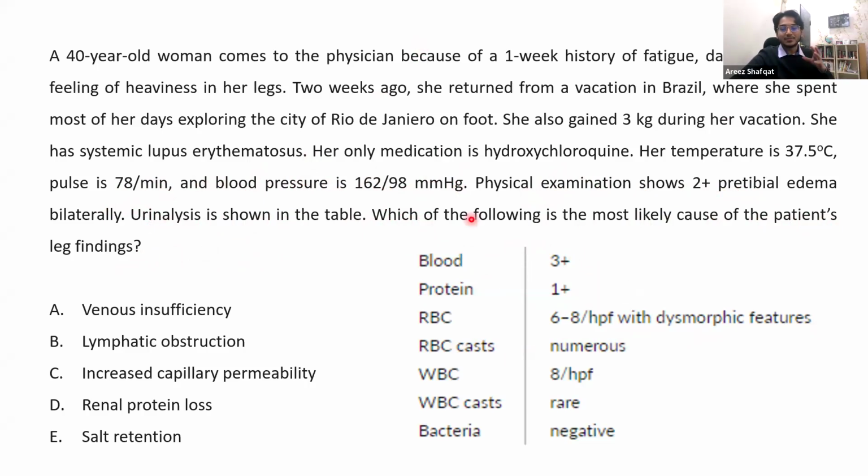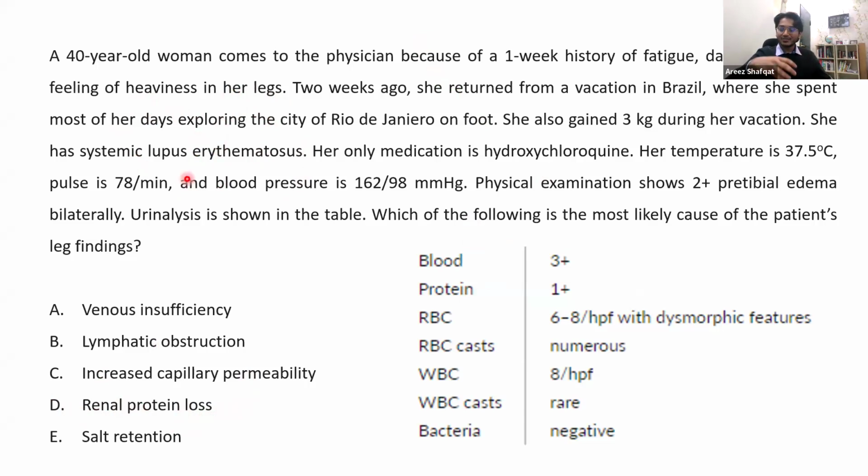D. No. So nephritic syndrome and nephrotic syndrome, they both cause edema. They both cause bilateral lower limb edema, periorbital edema, and ascites. The mechanism is completely different. In nephrotic syndrome, you have loss of albumin in urine. This decreases plasma oncotic pressure, which gives rise to edema. So renal protein loss, or D, would be right if this case was a case of nephrotic syndrome, all right? But this is a case of nephritic syndrome.